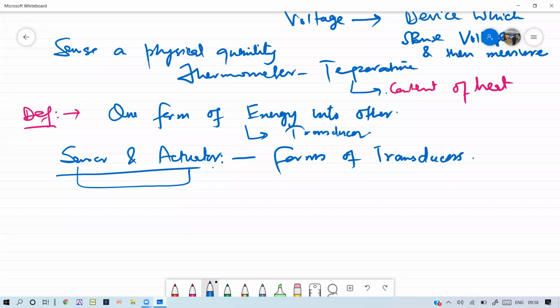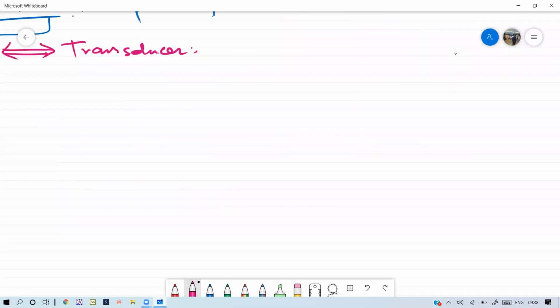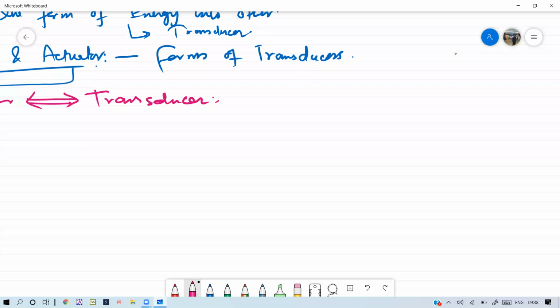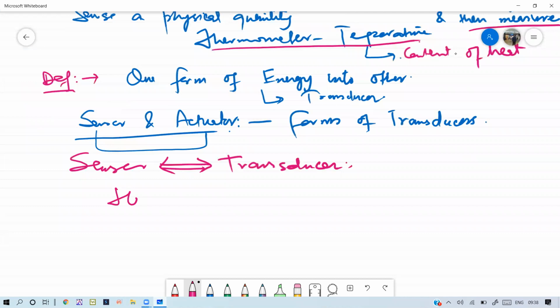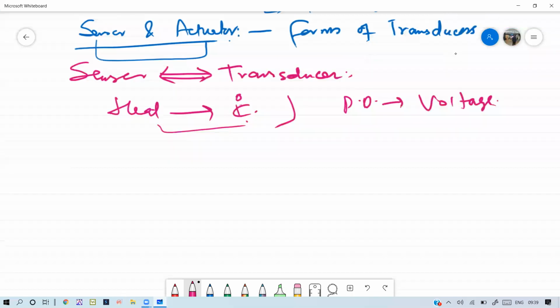So in general, we can say that a sensor can be called a transducer. How? If I go to this example of voltage and voltmeter, we have heat in the body, or heat of a system, which is measured in degree centigrade. So we have a thermometer, a sensor which senses that heat. We have any signal, the potential difference, which is measured in terms of voltage. So in that sense, a sensor is most often referred to as a transducer.